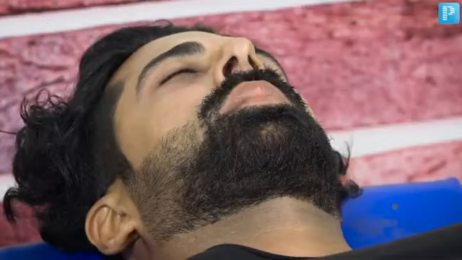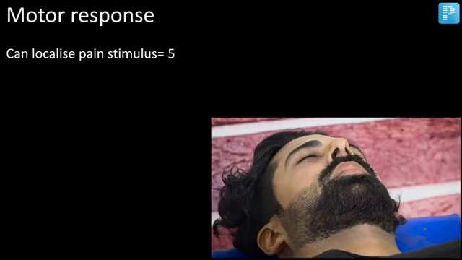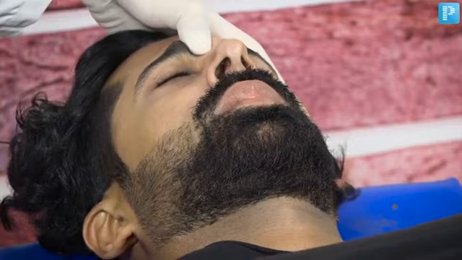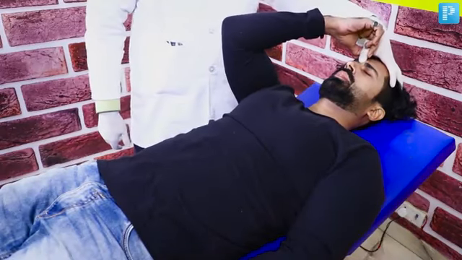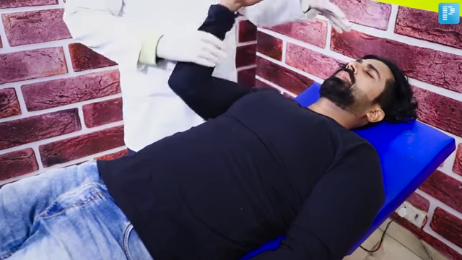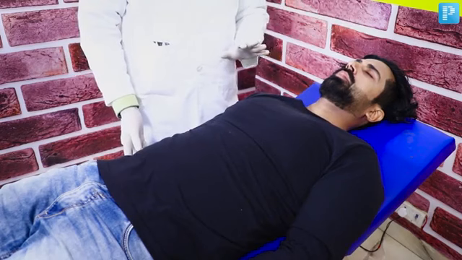You can see that there is no physical movement occurring at the moment. So I will deliver a pain stimulus. That would be a central one. You can see that I'm pressing hard on the supraorbital margin of the patient. And you can see that at the moment he is able to localize the pain. He has done a purposeful movement and he has been able to localize the pain. So that would be a score of 5.